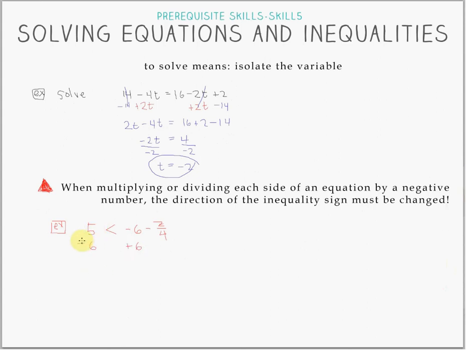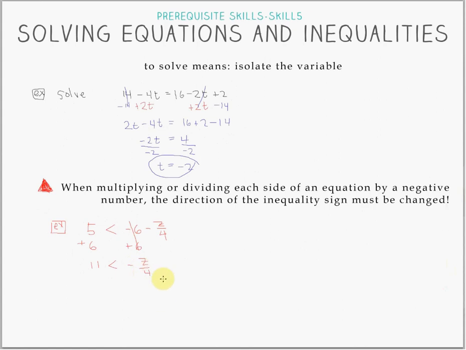So that should be add 6 to both sides. Then I have 5 plus 6, so I get 11. And this sign stays the same. Make sure you write everything in the same order. The sign stays the same. We get less than. This 6 and this 6 cancel each other, and we're left with negative z over 4.